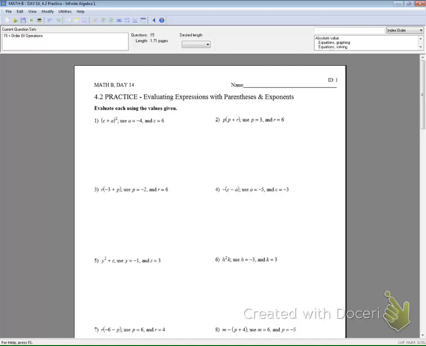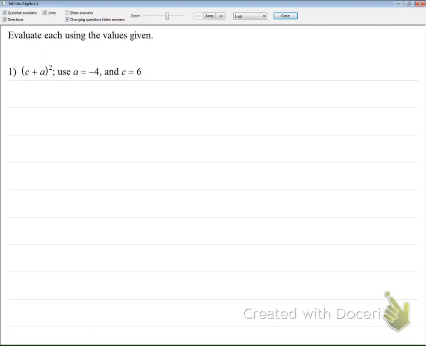Alright, turn the next page to your practice worksheet, and instead of me just giving you the answers for the correct and check, let's go ahead and at least do a couple more problems together. Pause if you want to give it an attempt, and then push play if you want to check yourself right afterwards. But let's just at least do problem number 1 together. So this is your first problem on your worksheet. C plus A to the second power. Use A as -4 and C equals 6.